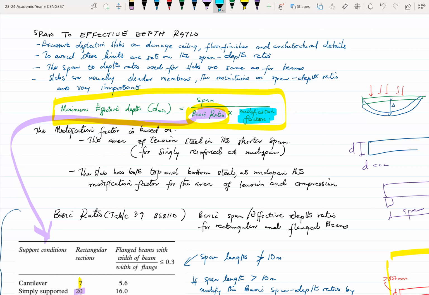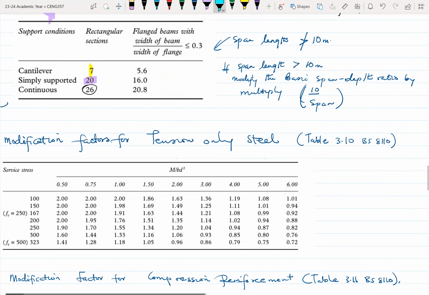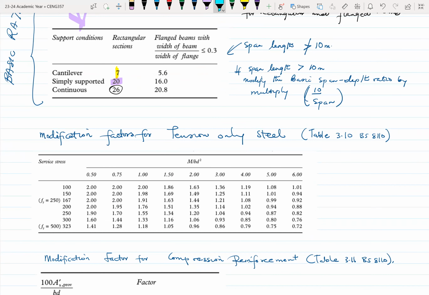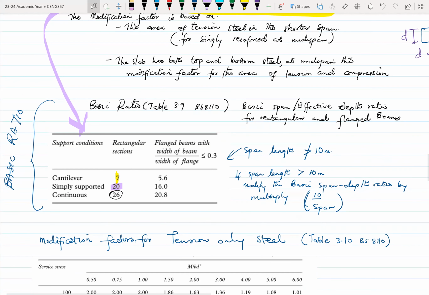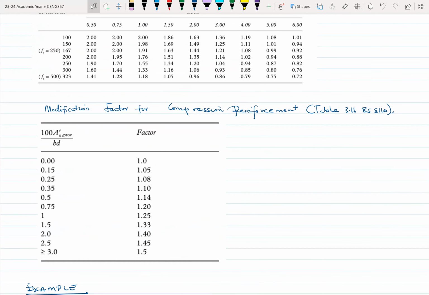The modification factors are based on two parameters. If there's only tension steel, that is, only As, we have a different table for the modification factor, and that is table 3.10 in the BS code. That is for only when we have tension steel. Then if you have both tension and compression rebar, we go to table 3.11.